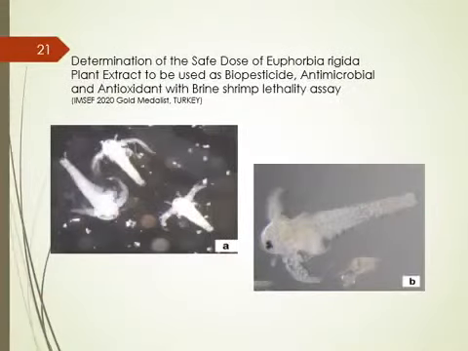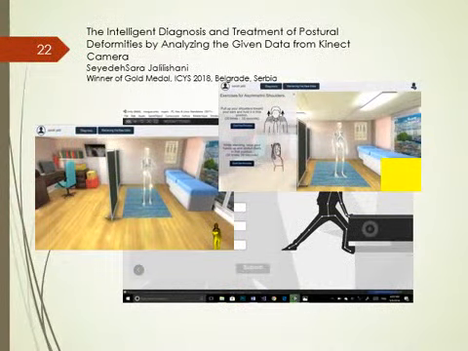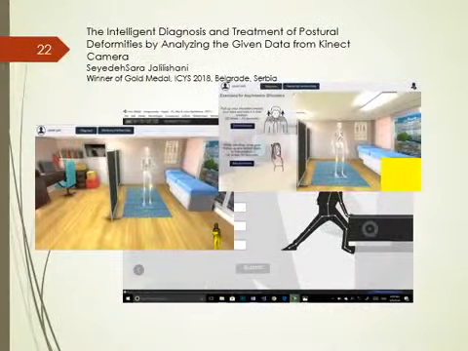This project is in biology, which has been presented in IMSF 2020 with a gold medal, and these photos have been taken from the microscope, and the research has been published in our international journal too, as a given award. Diagnosis and treatment of post-child deformities by analyzing data was another project in computer science, which was presented in ICYS 2018 in Belgrade and received a gold medal too.